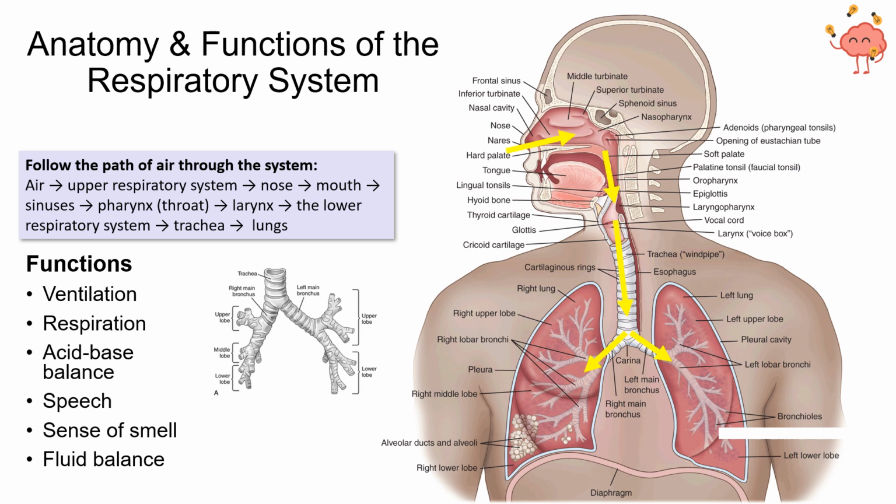It's going to pass down through the nose, through the mouth, through our sinuses, down our pharynx, where then it will encounter our tonsils, which are also part of our immune system that also help to trap microbes, down the larynx, and then it enters the lower respiratory system, which will be the trachea, the bronchioles, down into the lungs. So that is the path of air through our respiratory system.